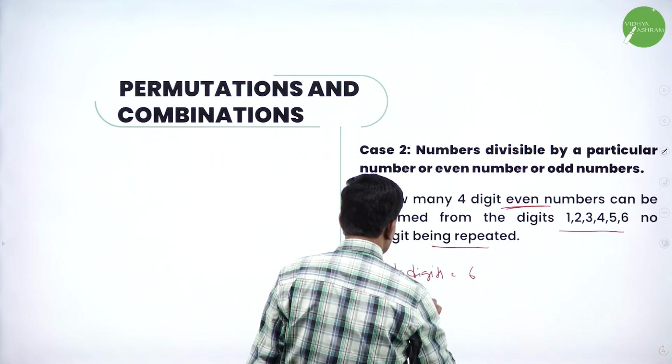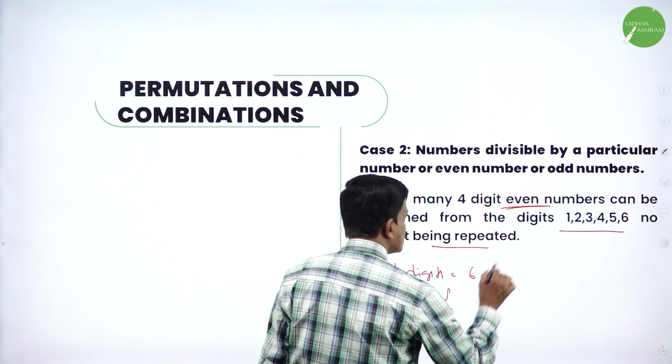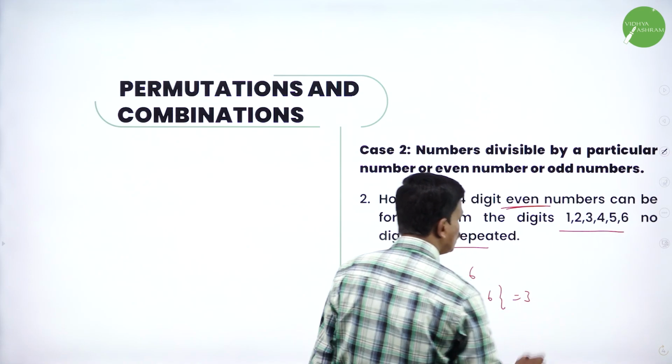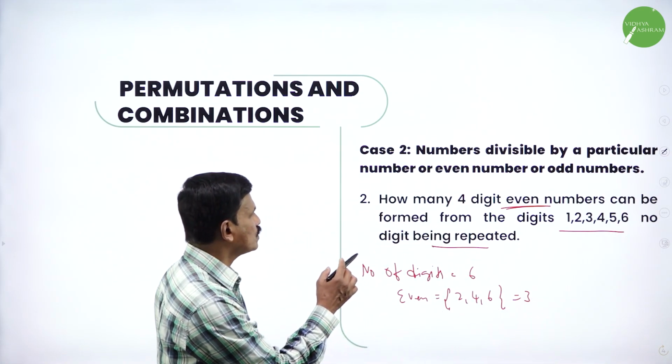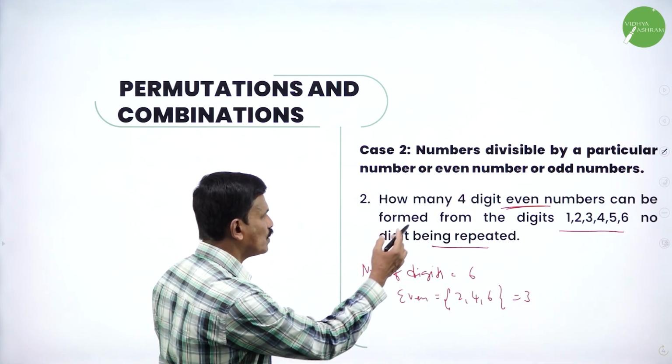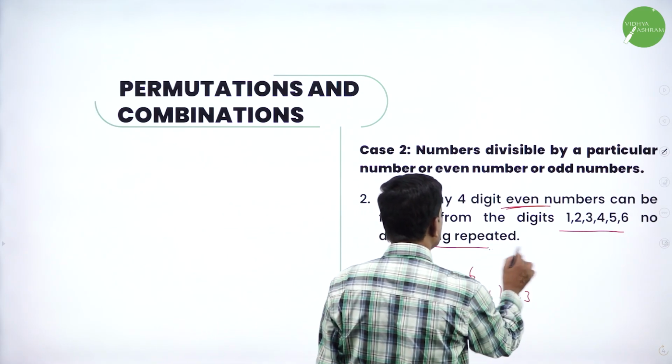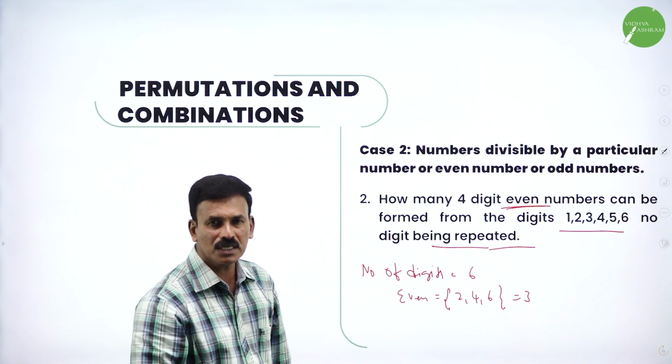How many even digits are there? What are the even numbers here? Even numbers are 2, 4 and 6. So that is equal to 3 even. So how many 4-digit even numbers can be formed from these without repetition? That is, no digit being repeated. Right, this is the given condition.